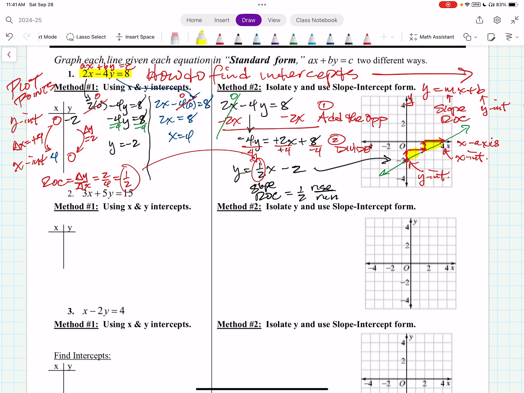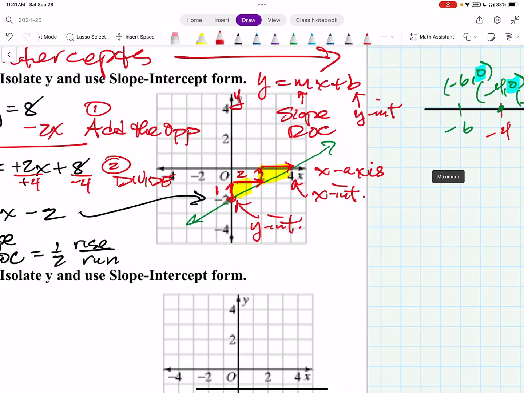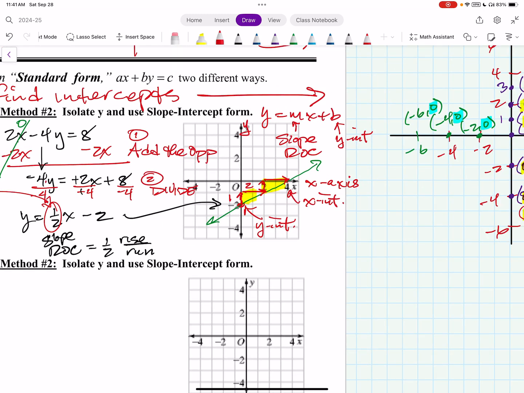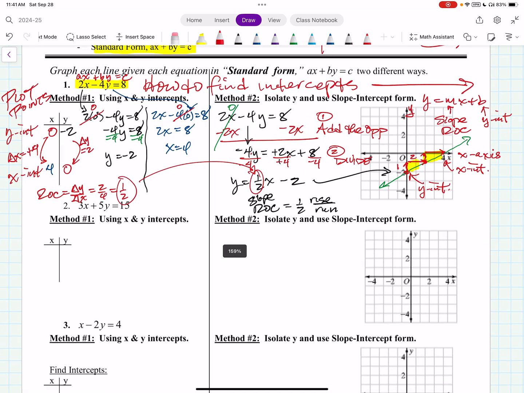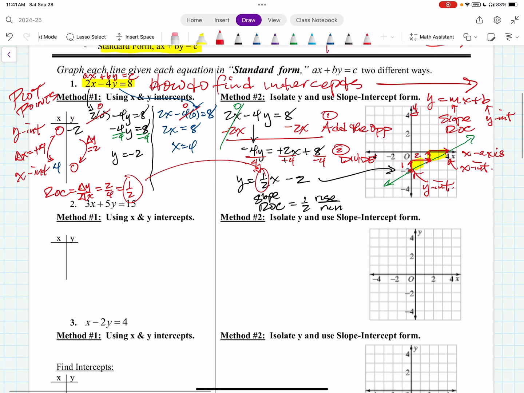Okay, up 1, right 2. So draw the slope, and when you see it here, go from one point to another point. Up 1, right 2, and it keeps on going. And it's constant because it's a line. It's a straight line. All right, the slope or the rate of change does not change for linear functions.